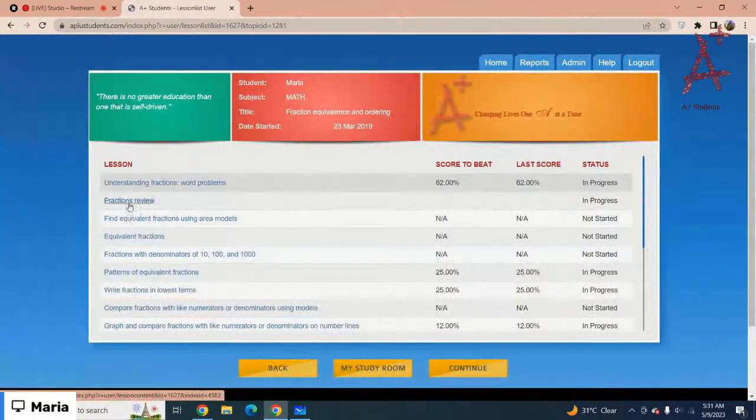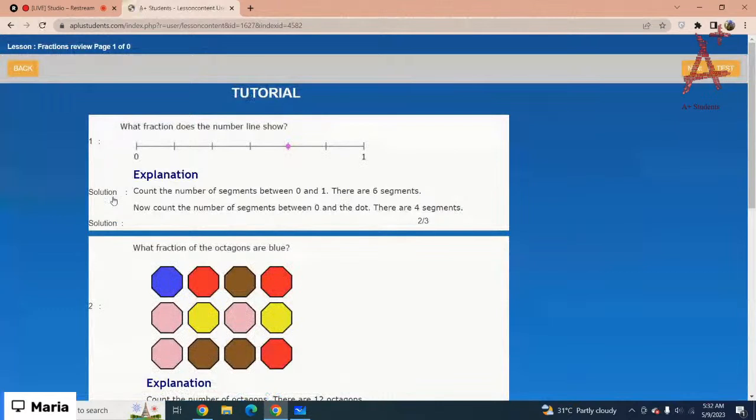Let's just start with the lesson. What's wrong with the lesson? Okay, what fraction does the number line show? So, which is the correct option? 1, 2, 3, 4, 5, 6. The total segments are 6.